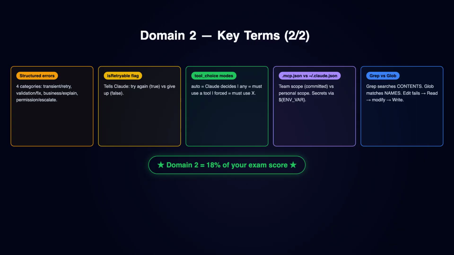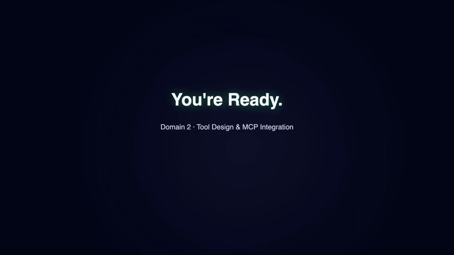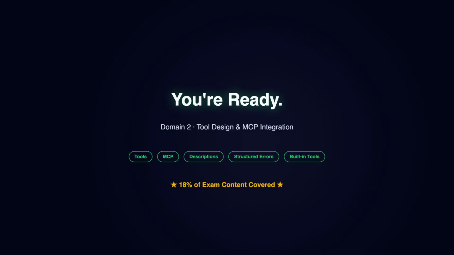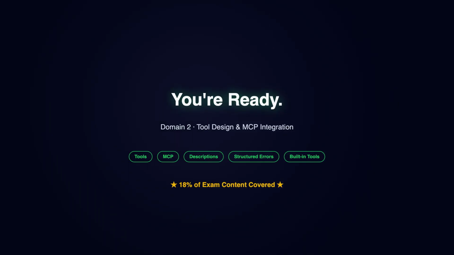That's Domain 2, 18% of your exam, and now you know it cold. You've covered the full foundation of Domain 2. You know what makes a tool description excellent, how MCP connects the ecosystem, how to handle errors so agents stop retrying doomed actions, how to scope tools to maximize selection accuracy, and which built-in tool to reach for. Good luck on your exam.